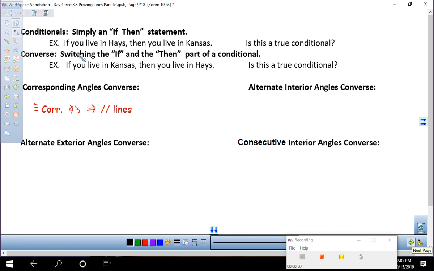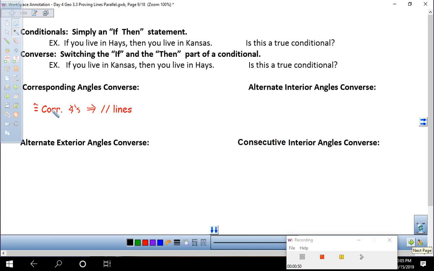However, a converse switches the if and the then part. So that same example, if I switch it: if you live in Kansas, then you live in Hays. Is that true? Well, no, I can live in Kansas but not live in Hays. So what we'll be doing today is taking those theorems and postulates that we worked with last time and our justifications, and we're just going to flip them around.